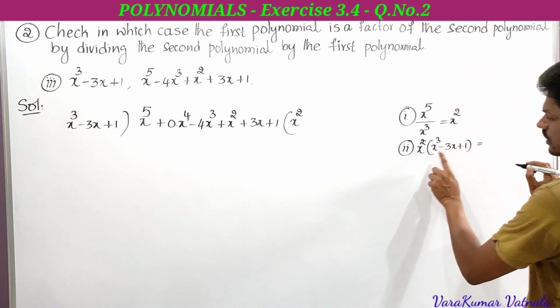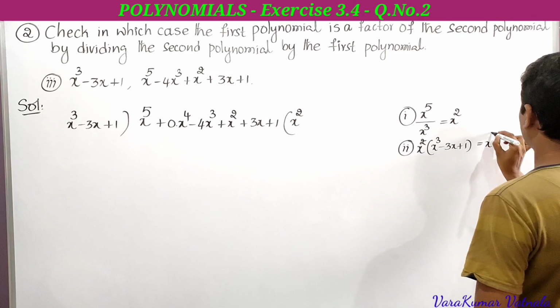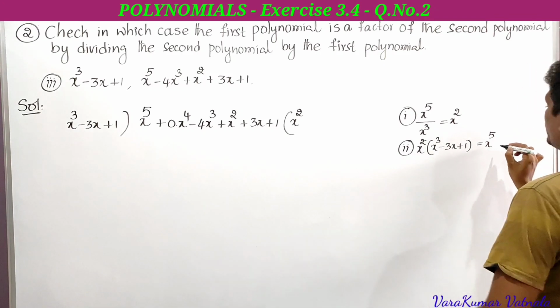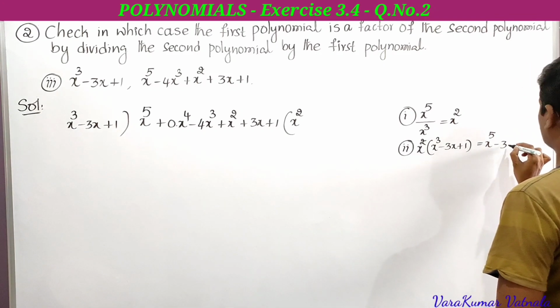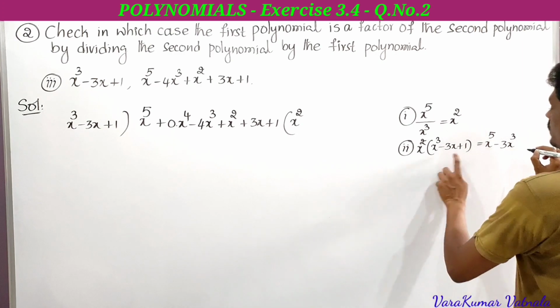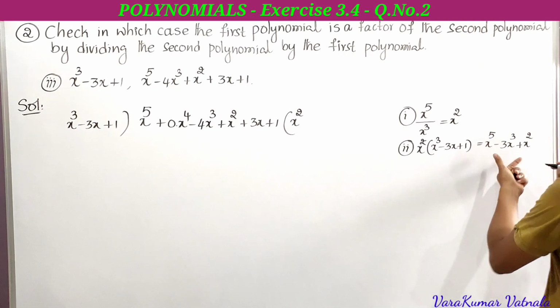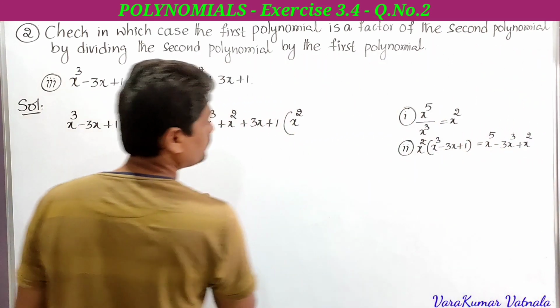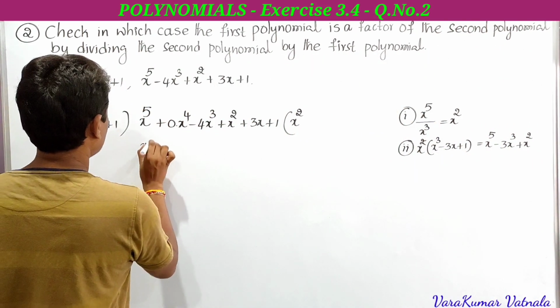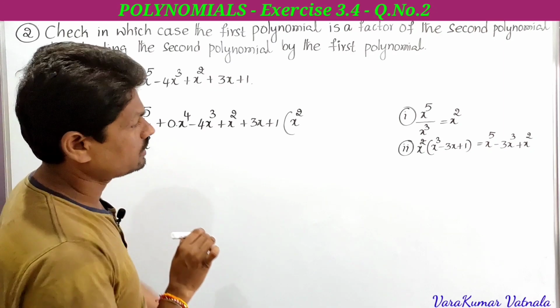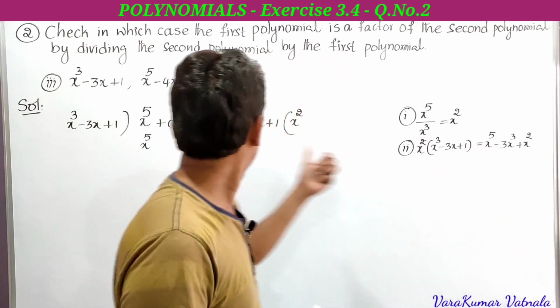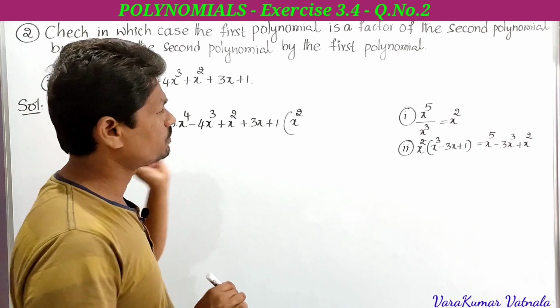That is x square into x cube, x to the power 5, x square into minus 3x is minus 3x cube, plus x square into 1 is x square. So now write this x to the power 5. Here there is no x to the power 4 term, so leave the x to the power 4 term blank.